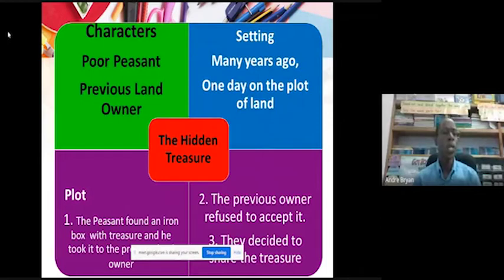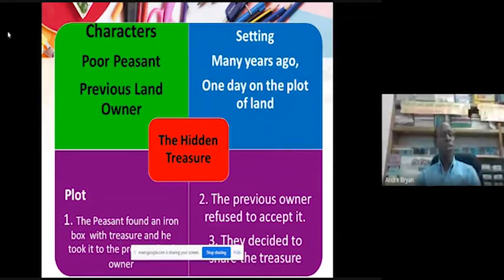Then we move on to the setting. Can you remind me of what the setting is, boys and girls? Did you say the time and the place where the story happened? If you did, then give yourselves a round of applause. Good job. Now, the setting of this story is actually many years ago. Yes, in terms of the time, it happened long ago.